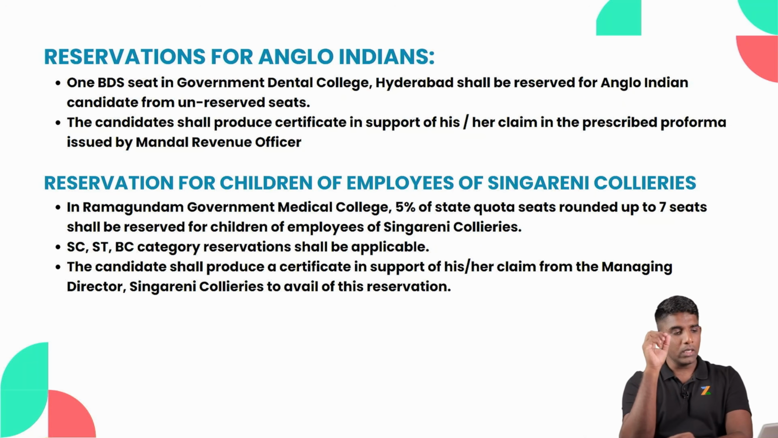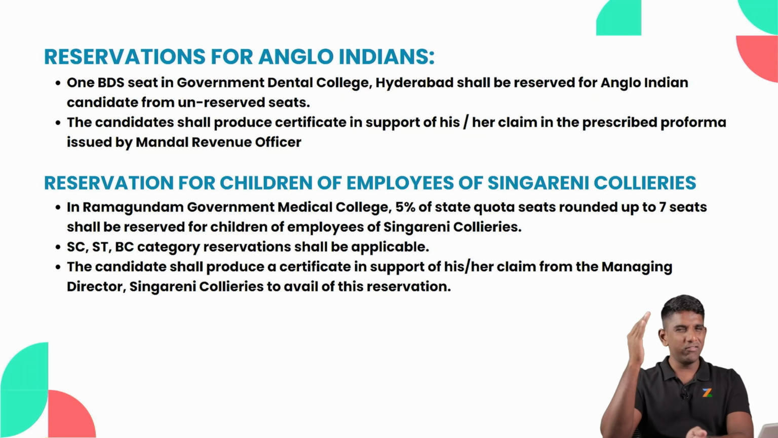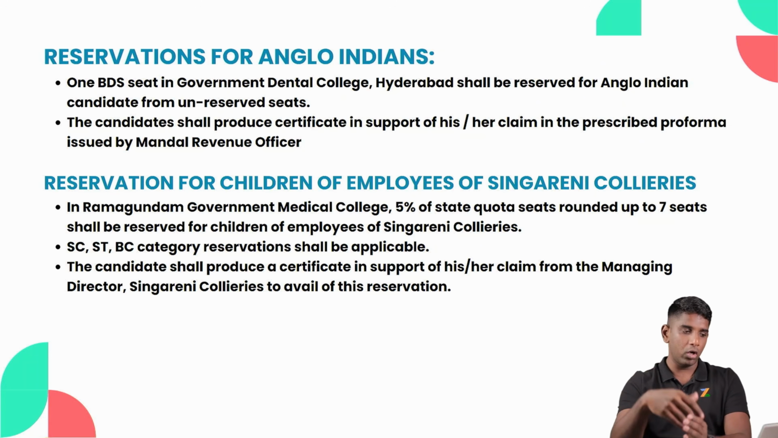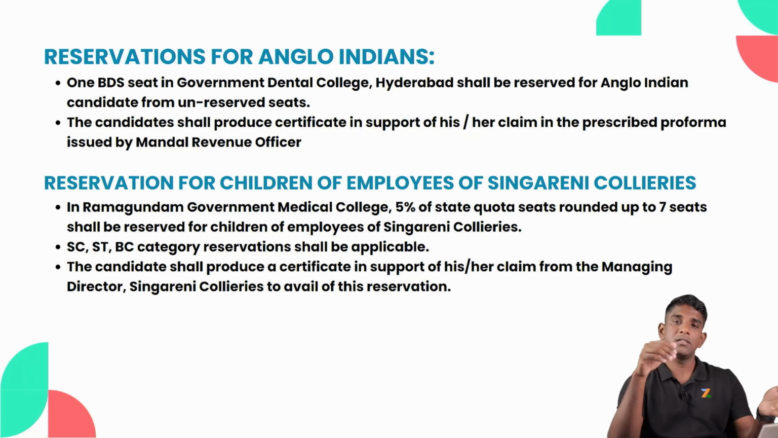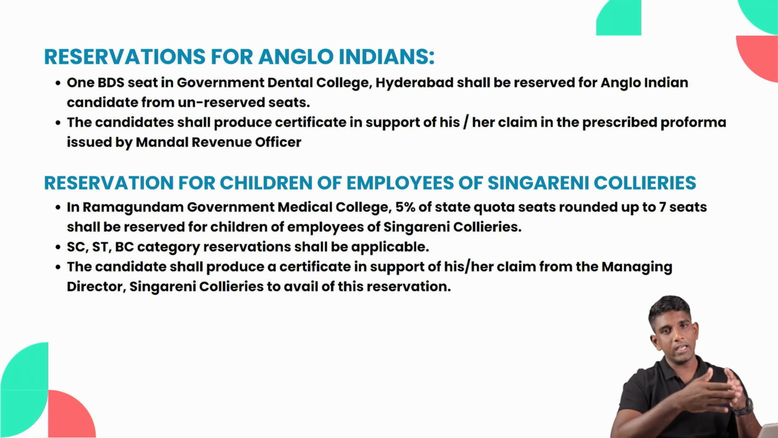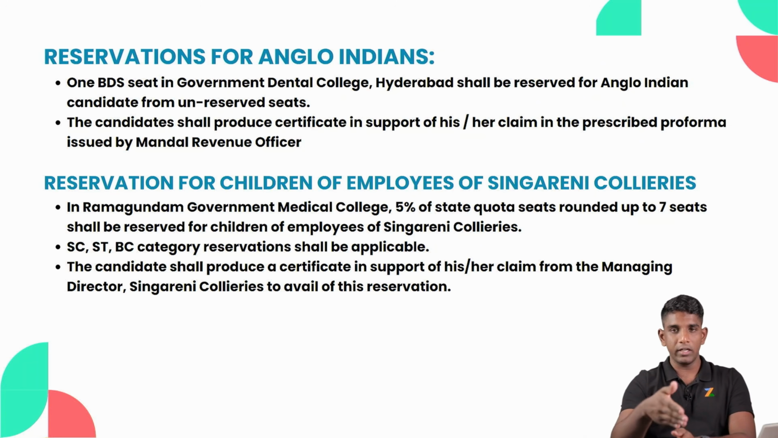Candidates who are children of employees of Singareni collieries have 5% seats in state quota, and this is only applicable in Ramagundam Government Medical College, which comes to a total of 7 seats. So a total of 7 seats are reserved for these candidates, and SC, ST, BC category reservation will also be applicable. To be eligible for this reservation, they have to get a certificate proving that they are children of employees of Singareni collieries, and the certificate should be taken from the managing director.